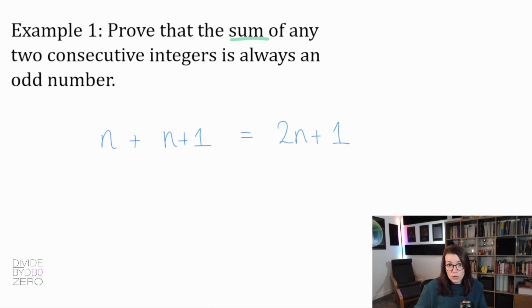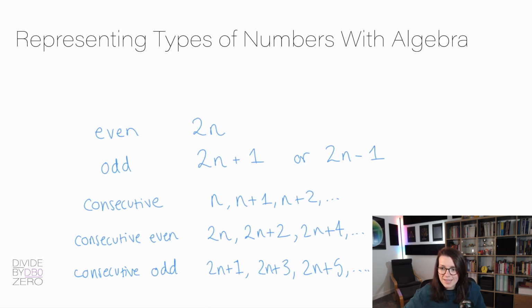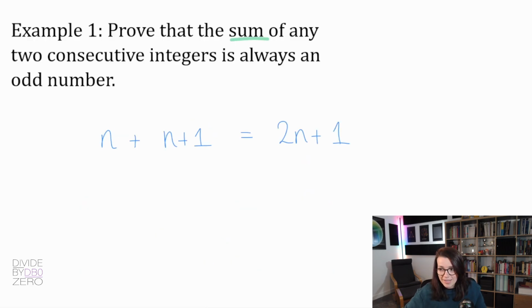This is an odd number. Remember before when we were saying that we could represent odd numbers as 2n plus 1, etc. It's come out here and 2n plus 1 is odd. So you can just underline that and say something like odd and you're done.